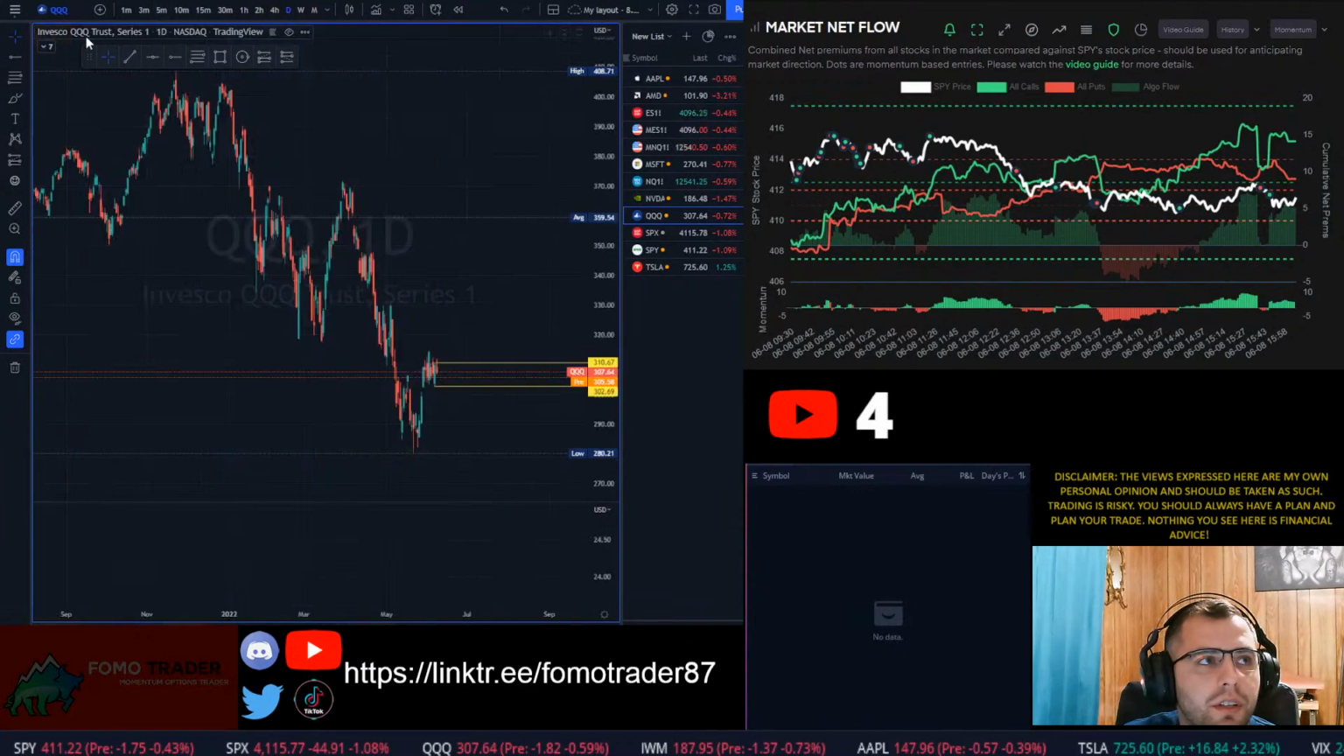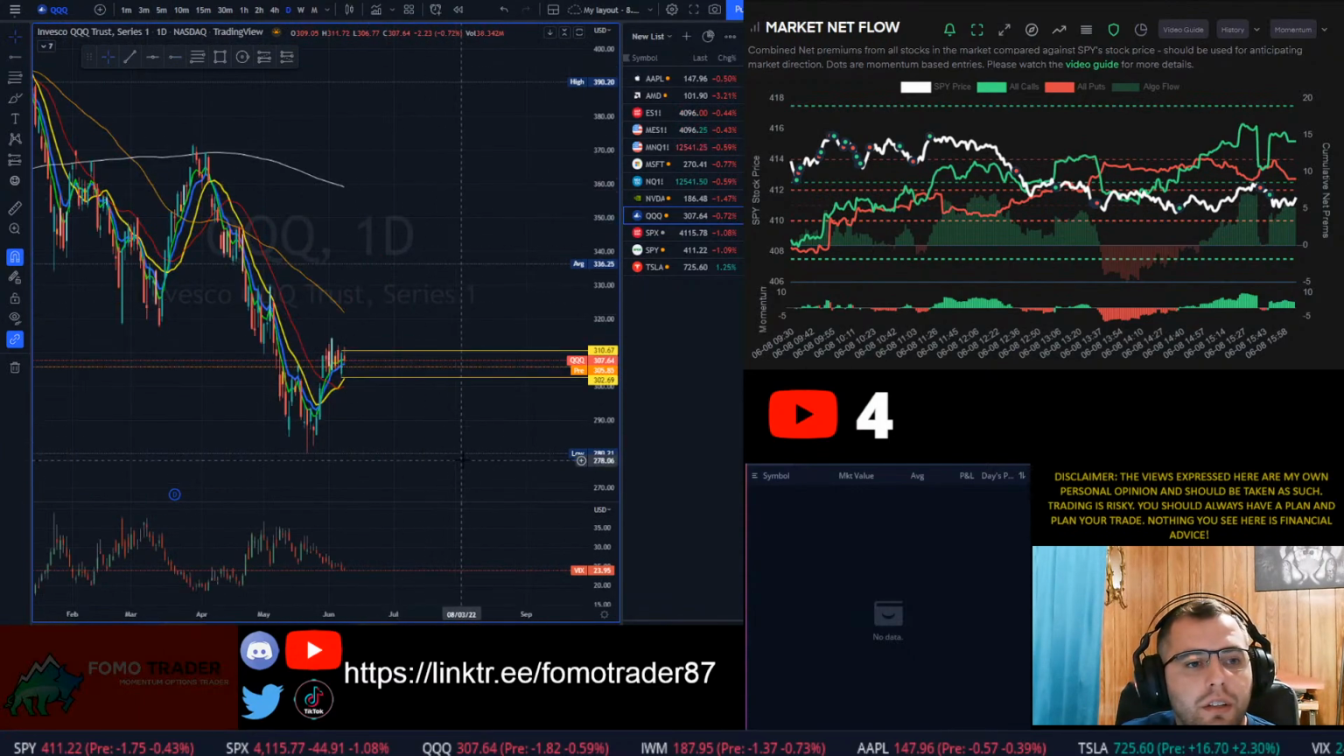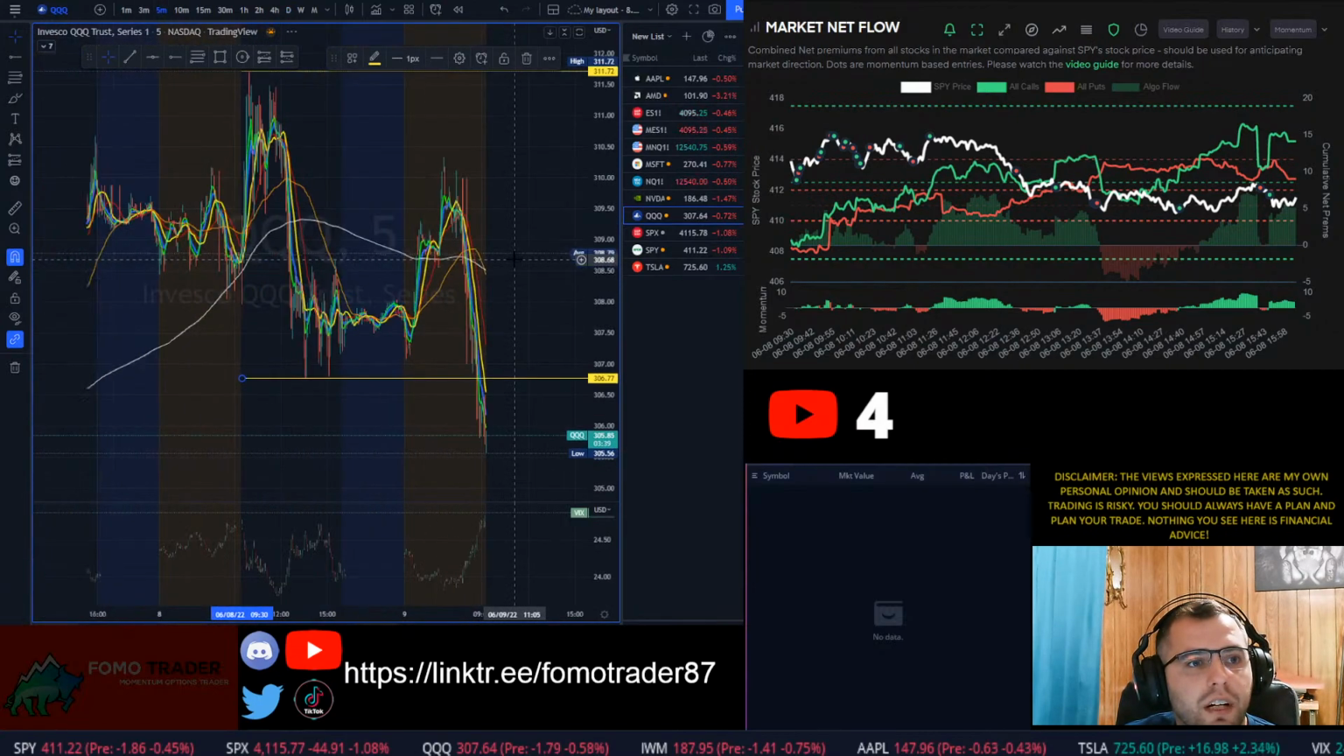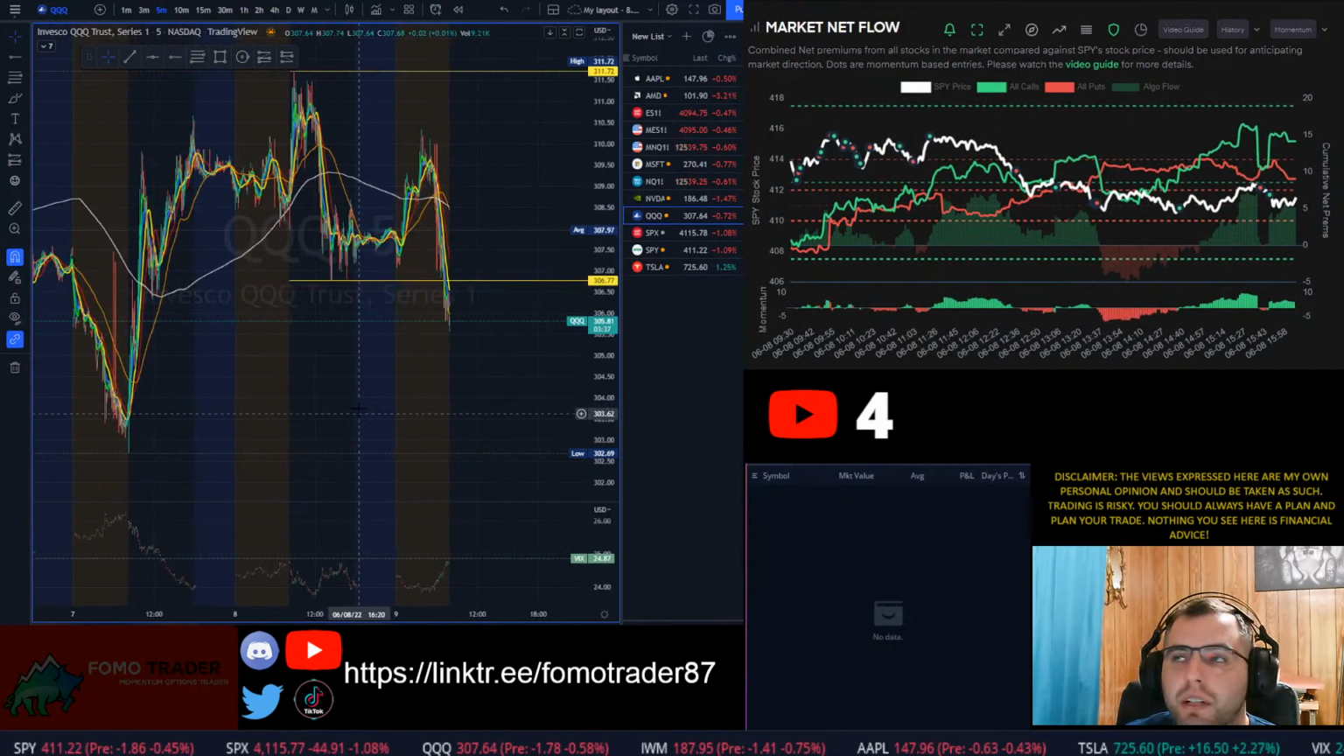QQQ. We're going to mark yesterday's high and low. Switch to the 5-minute time frame. We are also opening below yesterday's low. So this would be a good setup to play an ORB on as well.